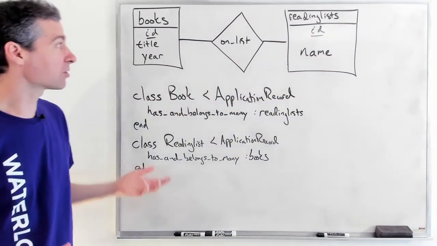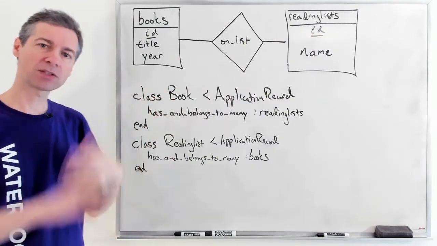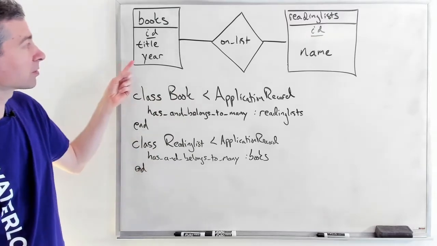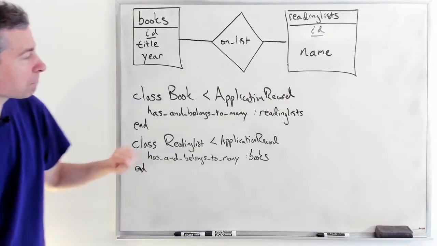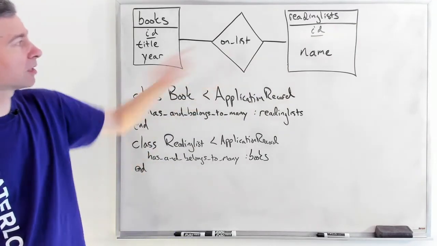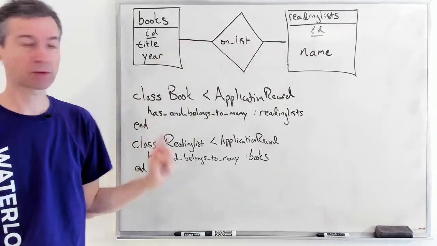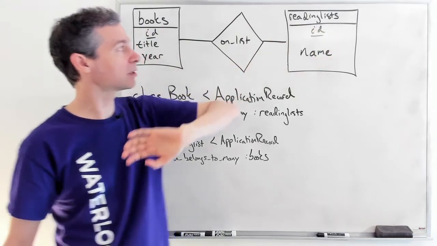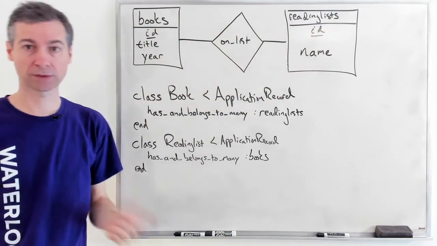So associations. Here's a segment of the schema. Let's just say that this is our schema at the moment. We've got books as an entity set. We have reading lists as an entity set. And they have a many-to-many relationship between them. Okay, a book can have zero or more reading lists, and a reading list can have zero or more books.